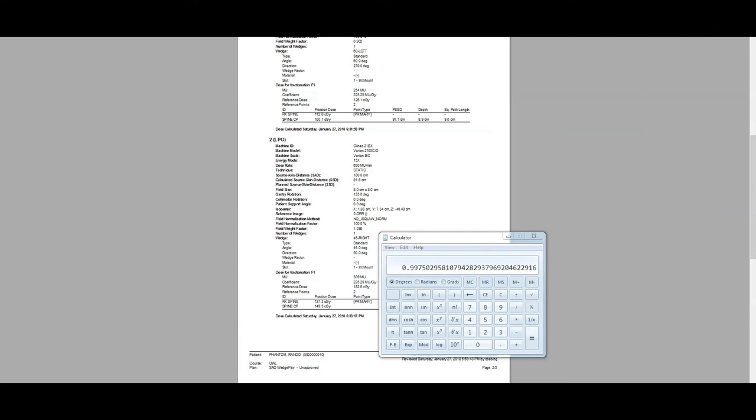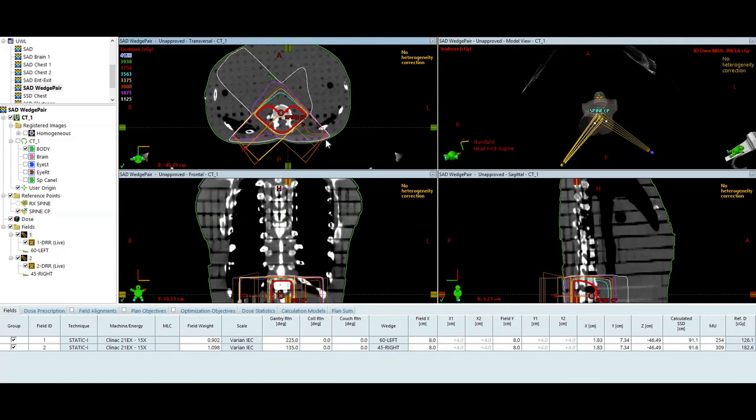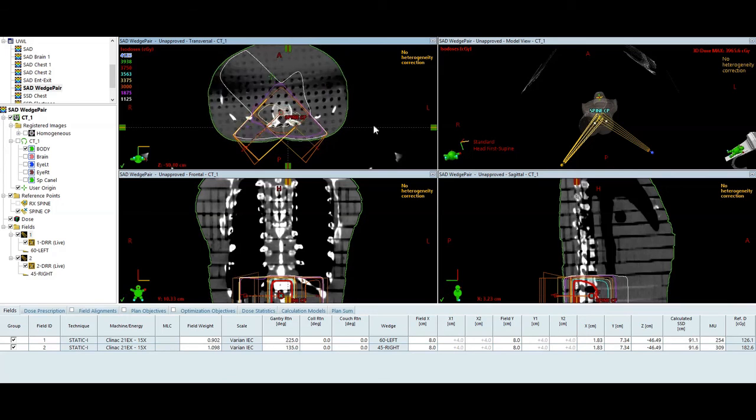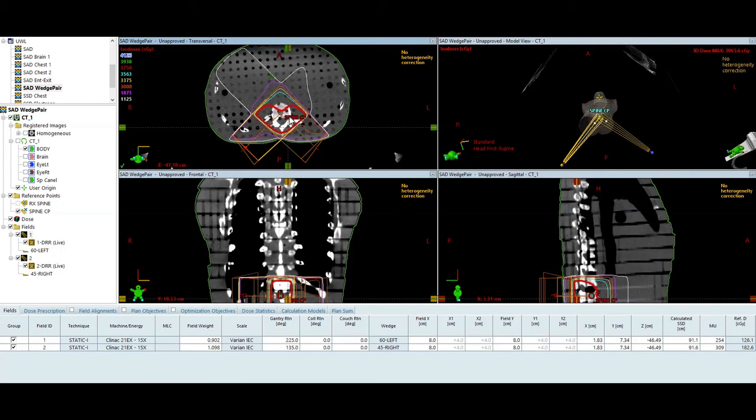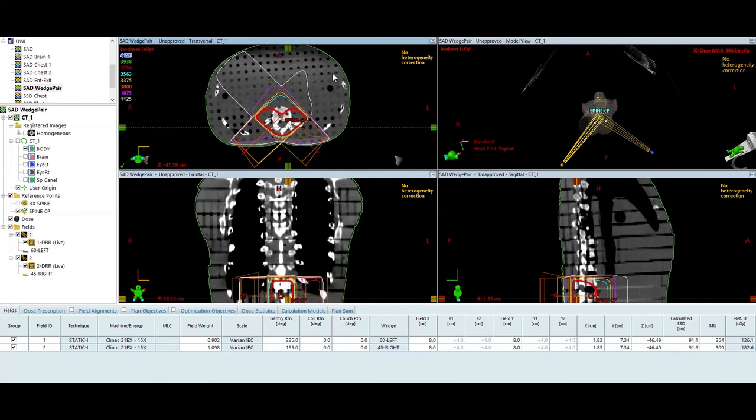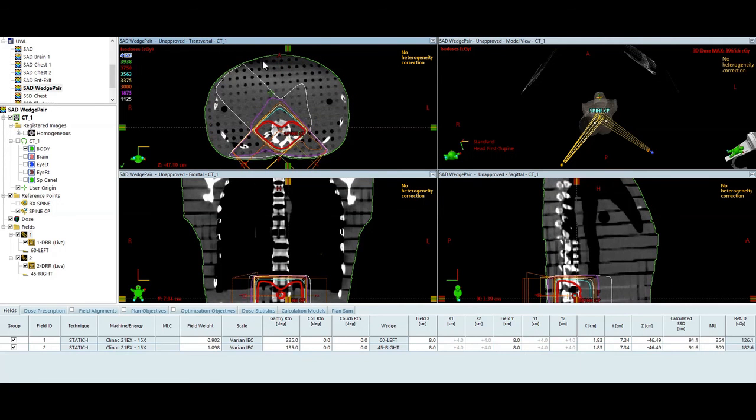So this was a posterior wedge pair. Very useful because you have two fields. The therapists only have two fields to treat, two fields to film. It produces a relatively homogeneous dose distribution around your target that you're trying to treat. It spares the anterior portions of the patient's body, such as small bowel, and we don't have to have laterals or posterior or a four-field box to provide a relatively uniform and conformal isodose distribution around a target like our vertebral bodies.